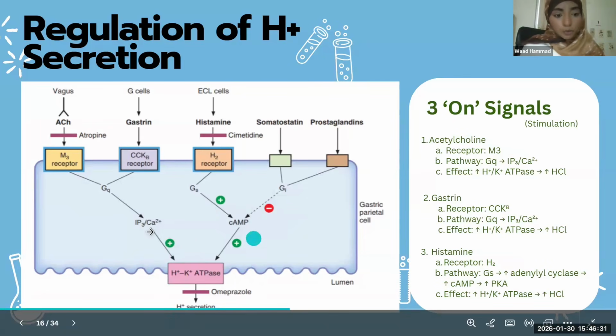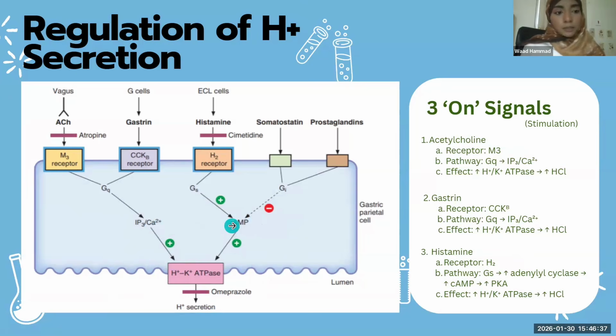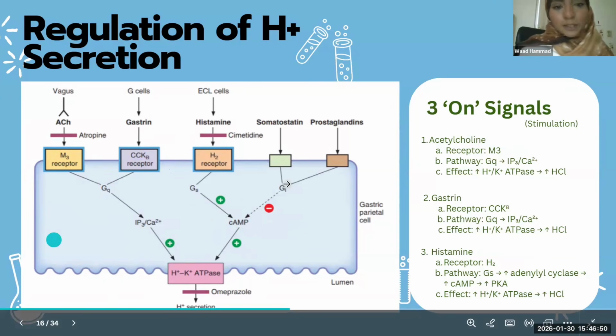Okay, so we have two things acting on our proton potassium pump to increase it. We have IP3 or calcium, and then we have cyclic AMP. So a quick recap of everything we have: ACH, M3, GQ; gastrin, CCKB, GQ; and then histamine, H2, GS. Okay, I hope that's all clear.